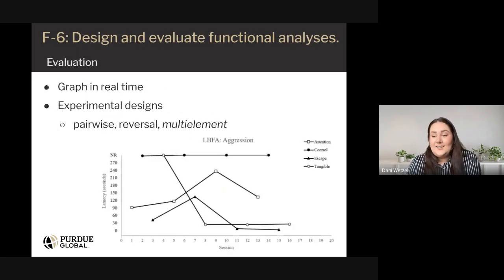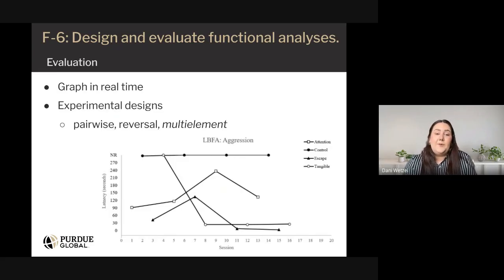Then, as you're conducting your functional analysis, I recommend that you graph in real time. This is also going to be an ethical decision because it's going to help you limit exposure to excessive rounds over the course of the experiment that are not needed if a function was able to be determined in the pattern earlier in the responding. So we're going to want to graph in real time.